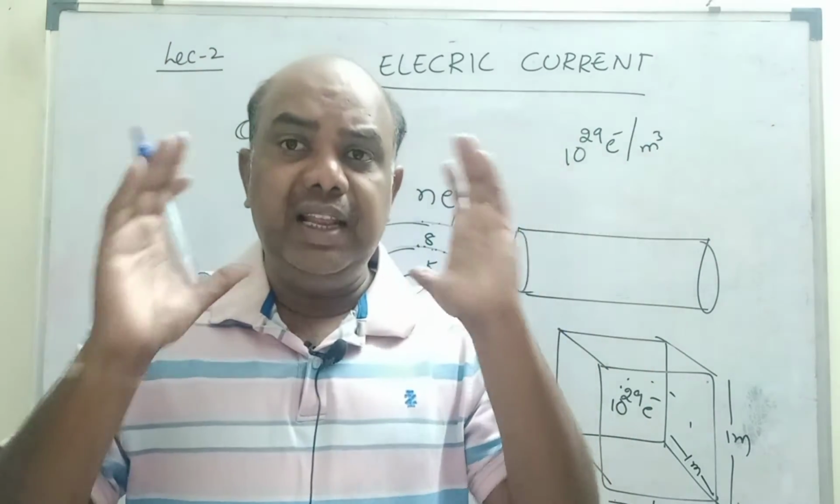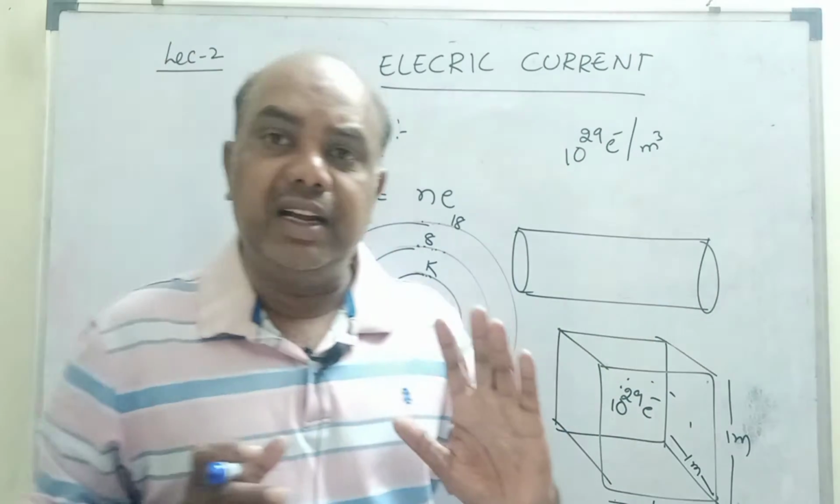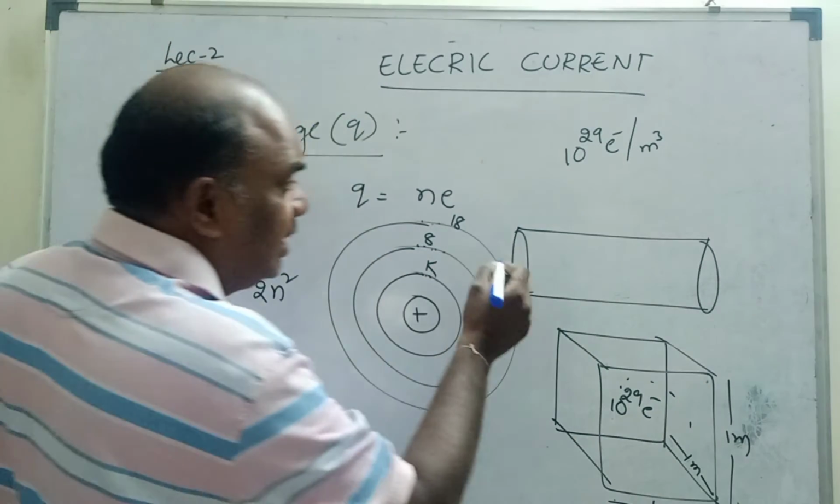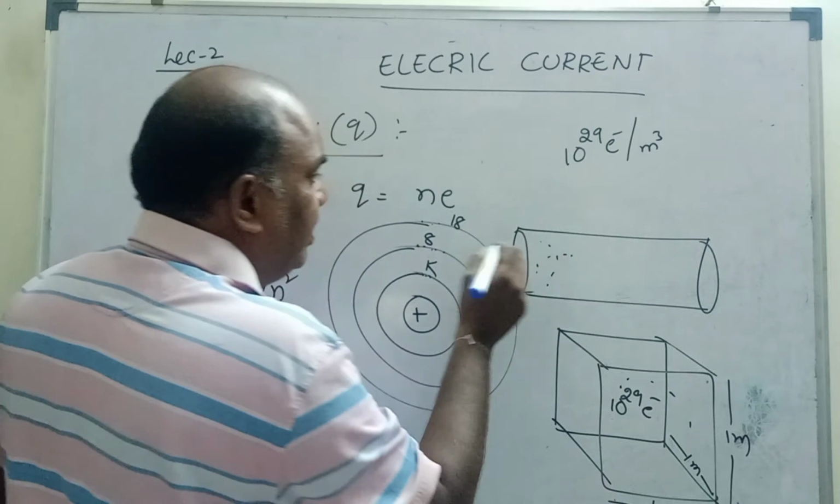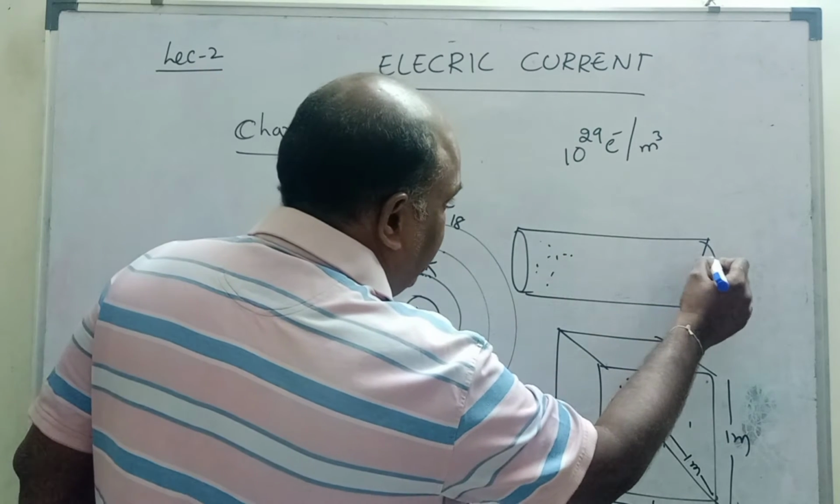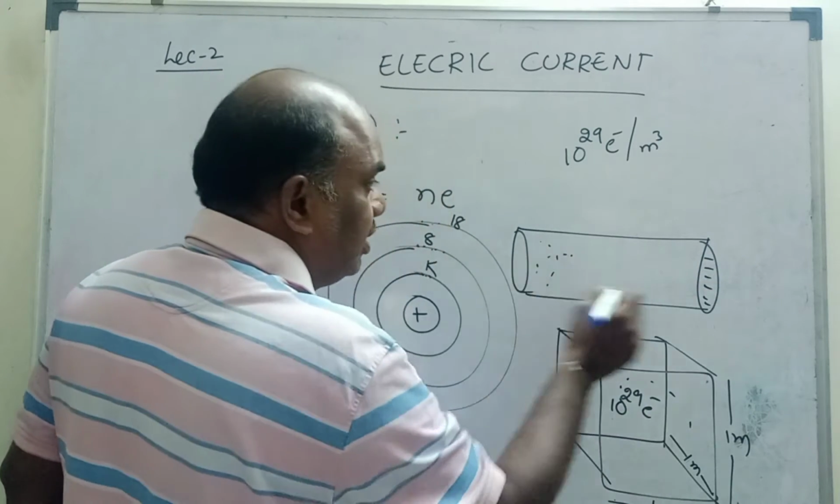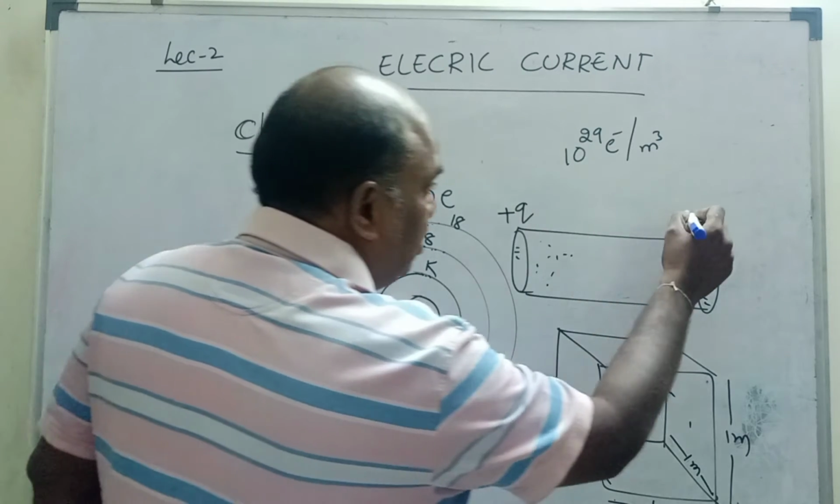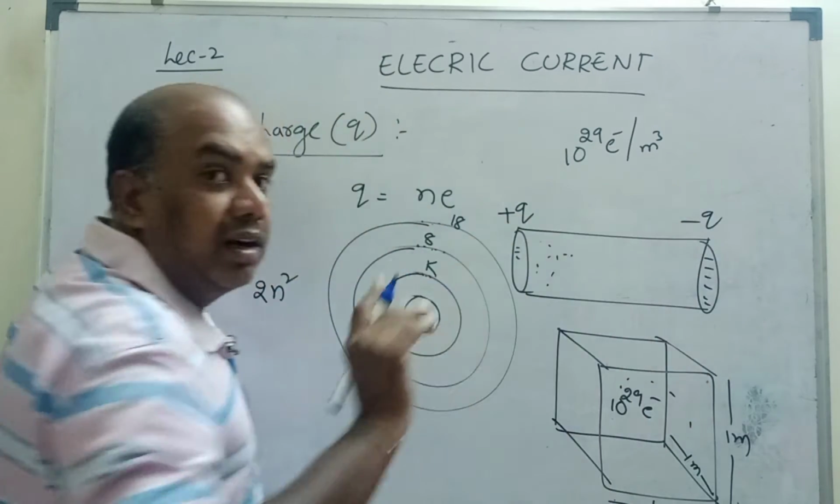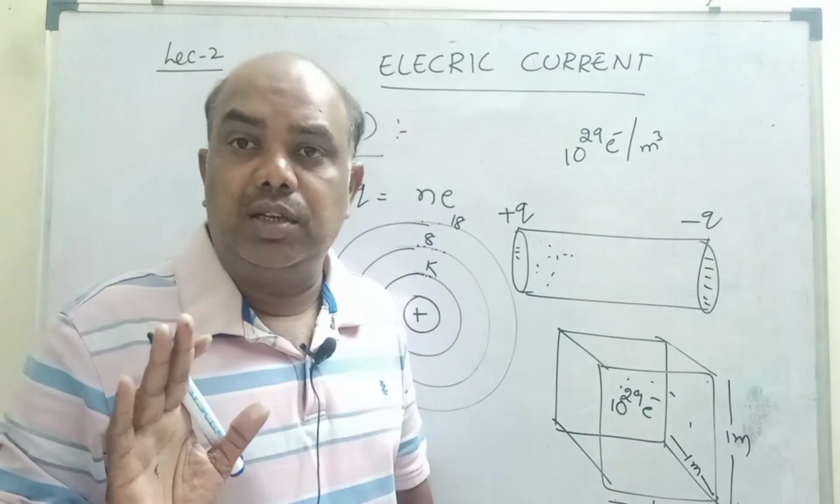So all these free electrons are present in this conductor. Millions of trillions of free electrons are present in it. In this conductor, let us consider one side has more electrons and the other side has fewer electrons. Where fewer electrons are present is called positive charge, and where more electrons are present is called negative charge.